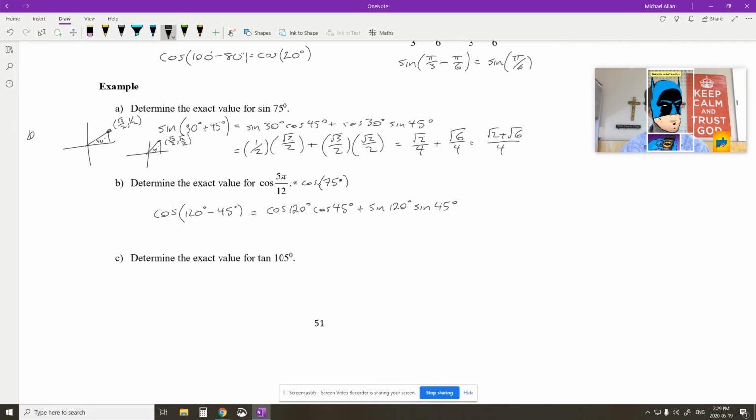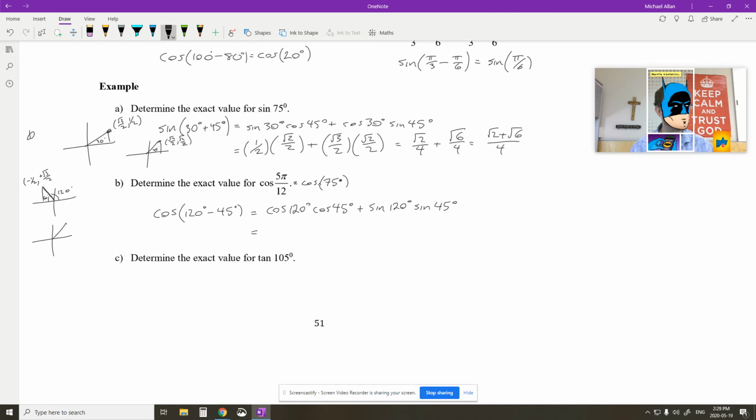Okay. So 120 lands in this quadrant here. It's 120 degrees. Its point is 60 degrees there. Its x value is -0.5. It's in the negative quadrant for the x values. But it's going upward, so it's positive √3/2, 60-degree reference angle.